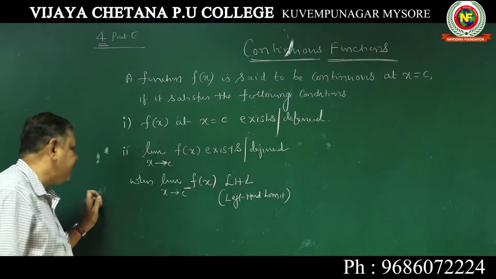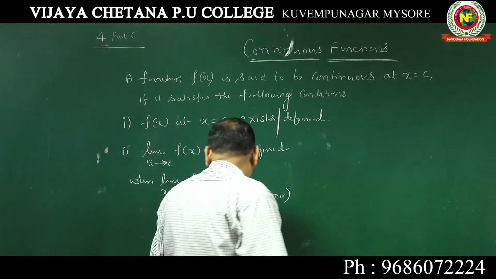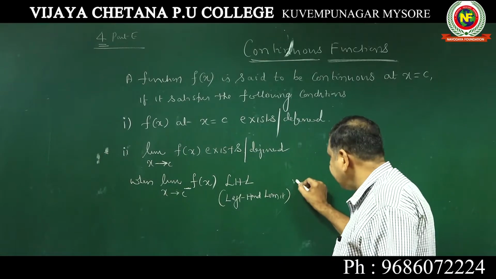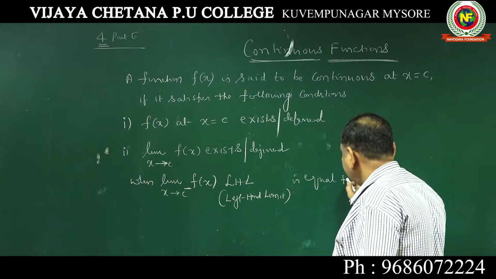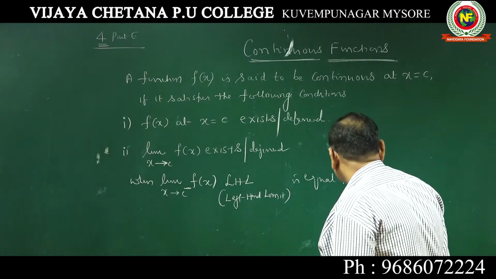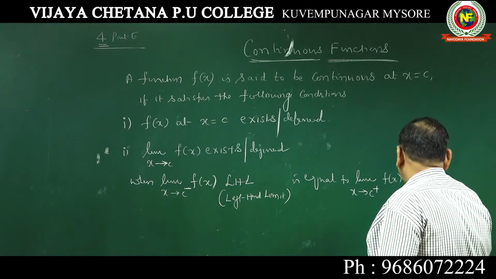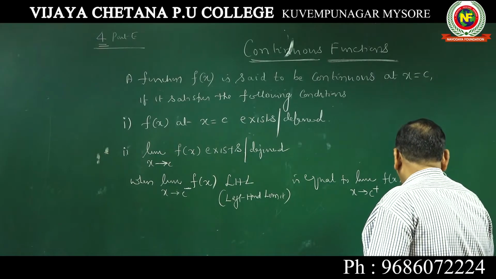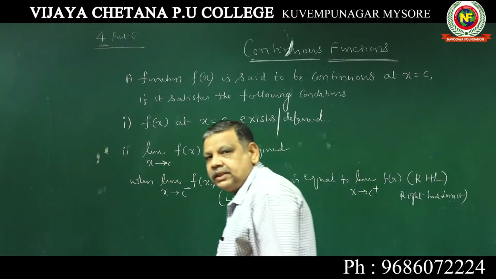This is called left hand limit. When the limit as x tends to c minus of f(x), LHL, is equal to the limit as x tends to c plus, that is, the right hand limit of f(x), RHL, then the limit exists. This is RHL.